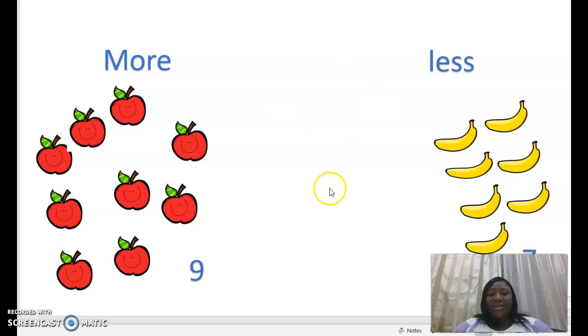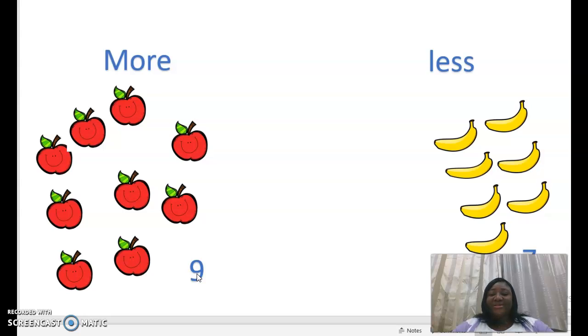And that way is to count each group and tell how many they are. So let's have a quick look at our apples. That's 1, 2, count with me, 3, 4, 5, 6, 7, 8, and 9. And at the bottom here, I've written the number 9.